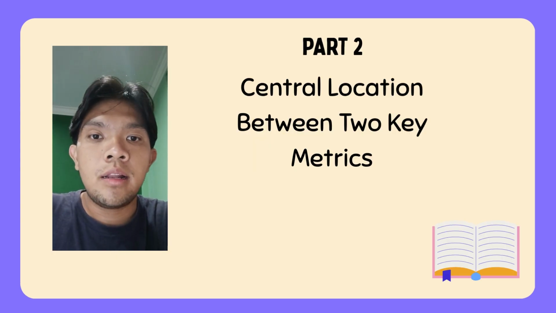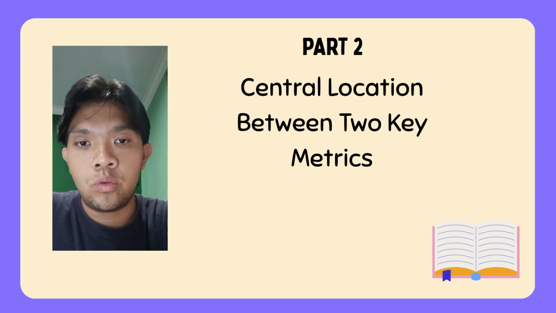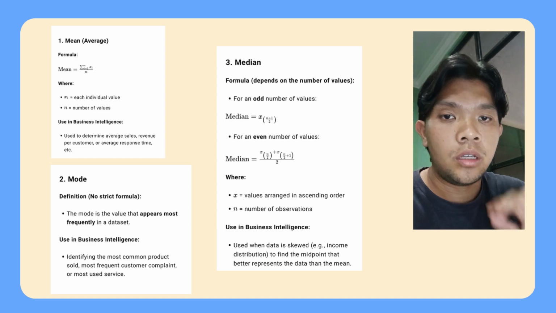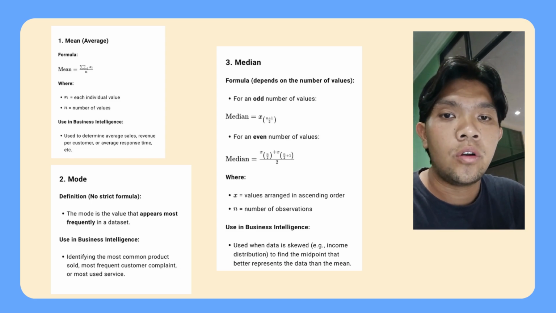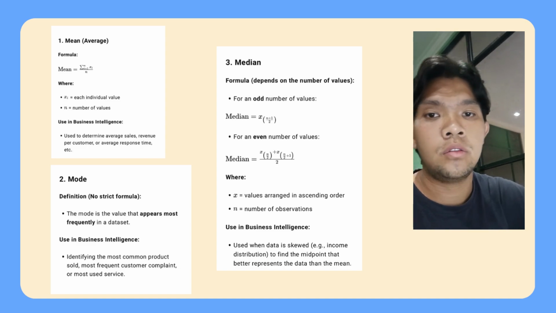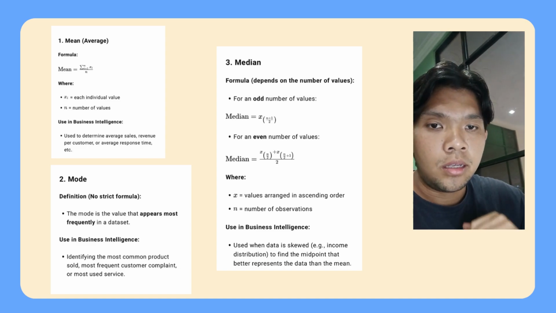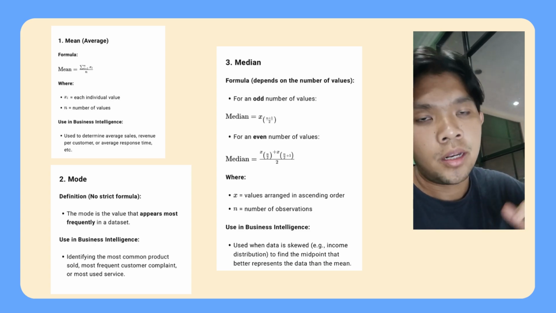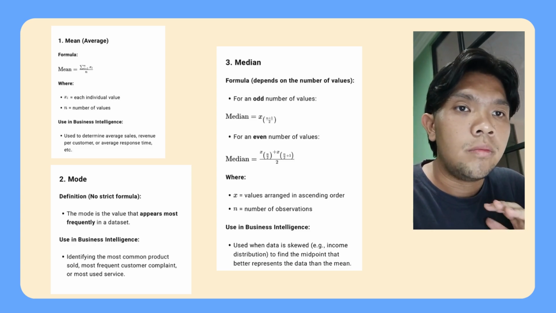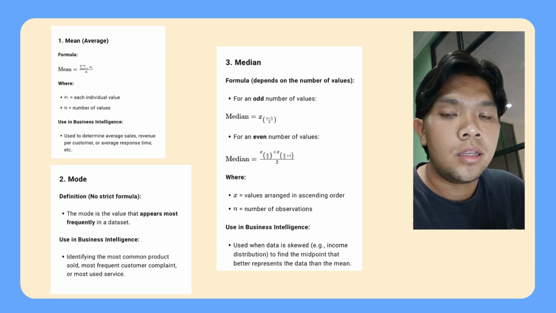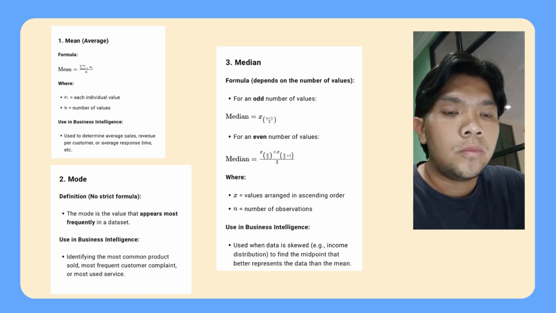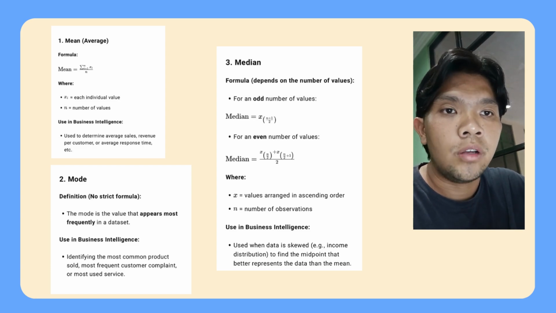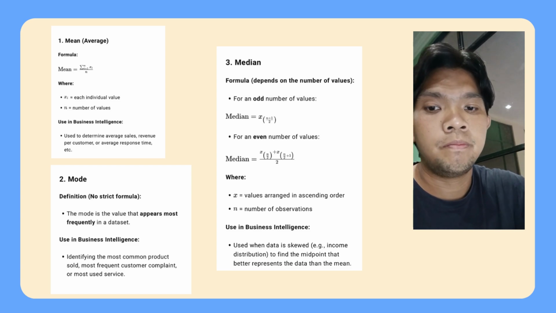So, I will present and explain part 2, which is the central equation between two key metrics. Okay, so this is the formula for the mean, mode, and median. The mean is used to determine average sales, revenue per customer, or average response time and others. The mean formula is the total of each value divided by the total number of values, and you will get the mean.